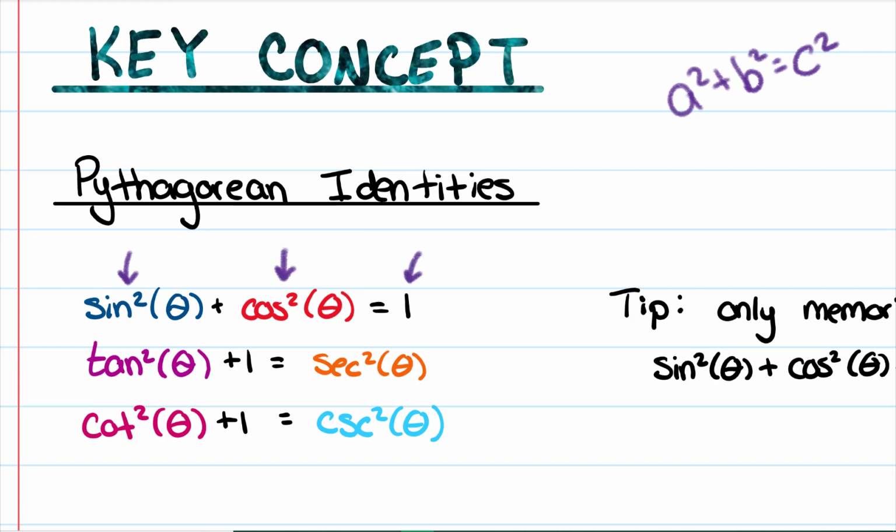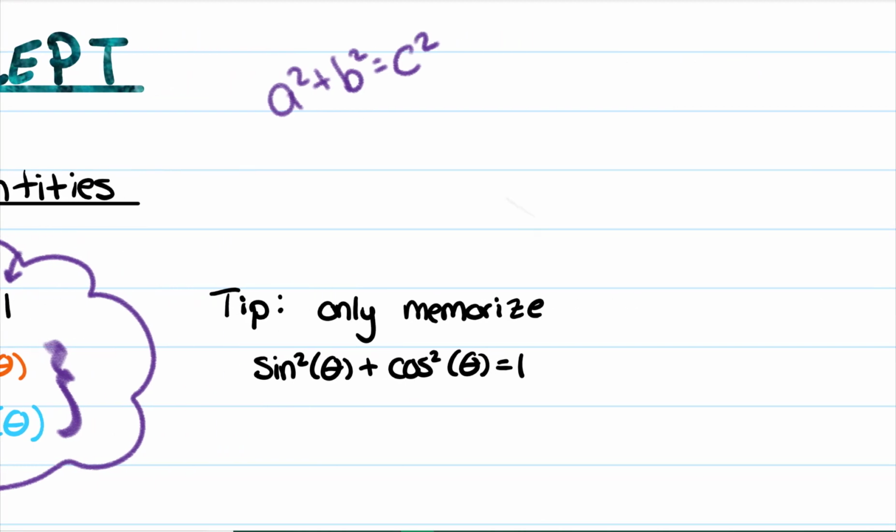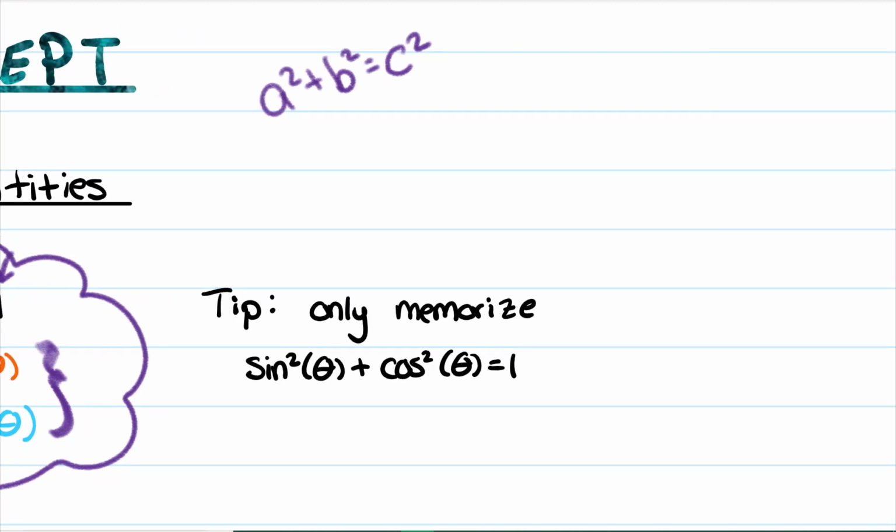And then we can actually derive these other two. Tangent squared plus 1 is equal to secant squared, and cotangent squared plus 1 is cosecant squared. So this is a good thing to have memorized. You're going to want to write this down and make sure you memorize these three. Before we do that, I want to give you a little tip. Only memorize sine squared plus cosine squared equals 1. If you don't want to memorize the other two, I'm going to show you how to derive them each time.